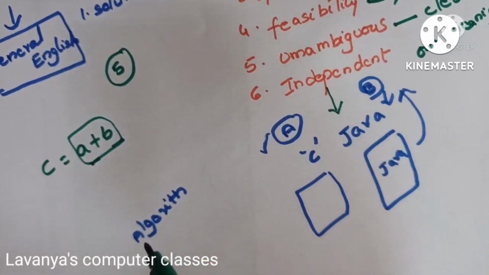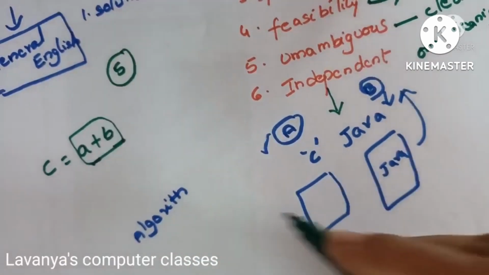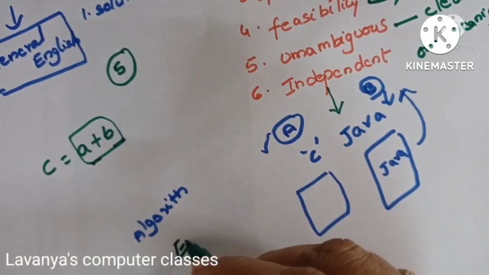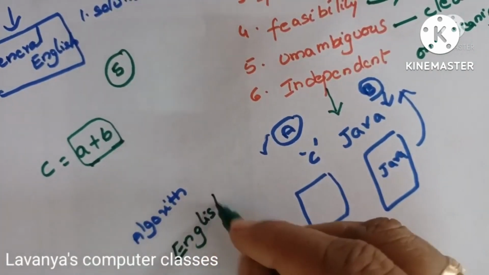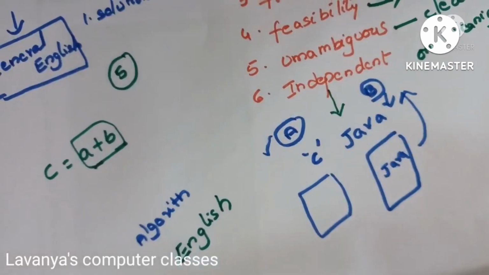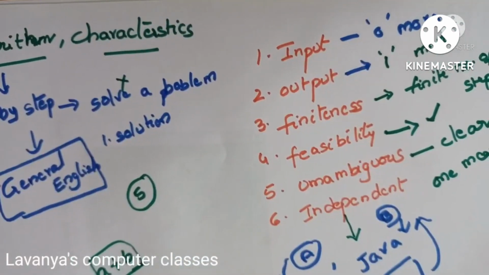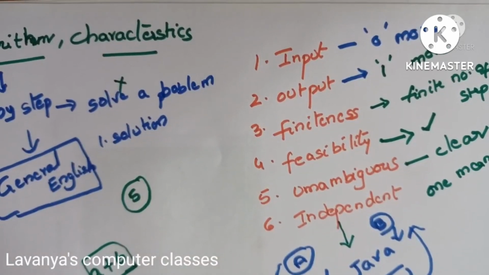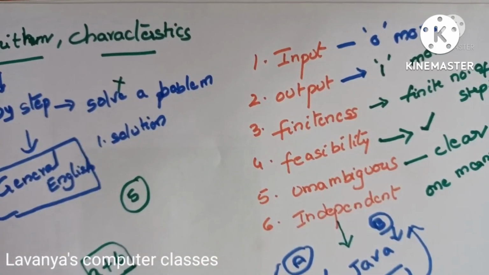That's why in an algorithm we don't write the syntax of any other language. If you write the syntax of C, only a person who knows C language can understand. If you are writing Python syntax, only Python programmers can understand. So it is not like that. So these are the characteristics of an algorithm.